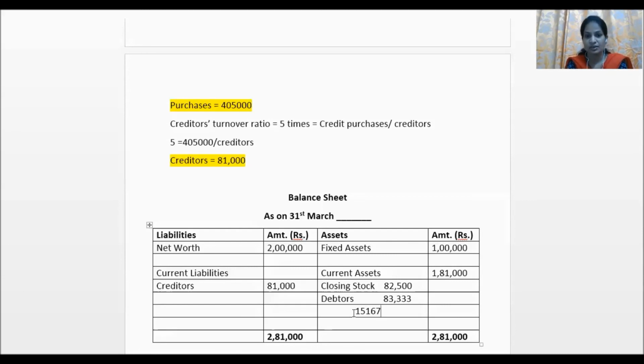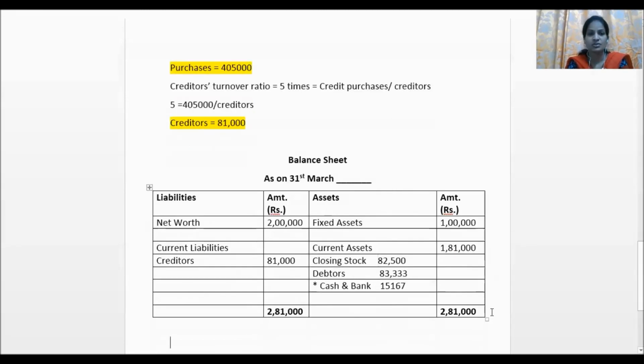So the balancing amount comes to 15,167. Now normally what happens, whenever you are carrying out business, cash and bank balance will always be needed. So we are going to consider this balancing amount as cash and bank balance. Now this is how your balance sheet is ready. Okay, hope you understood the sum.